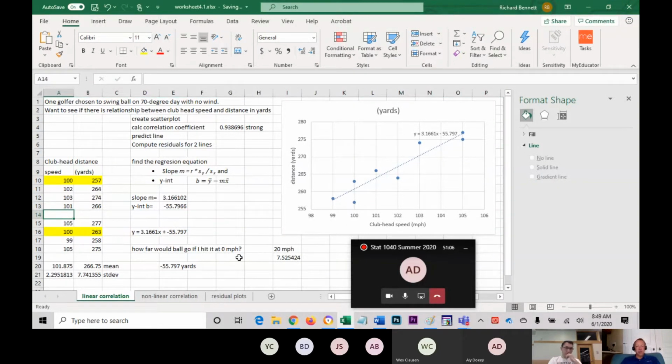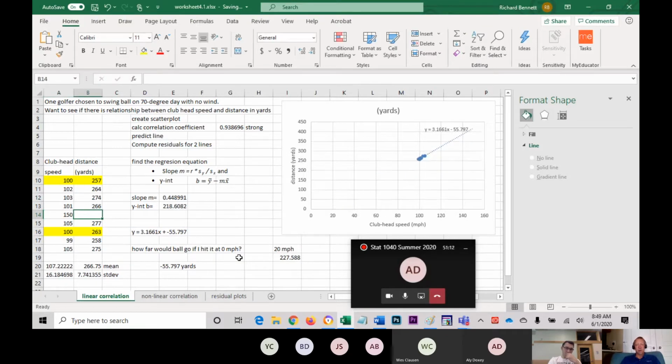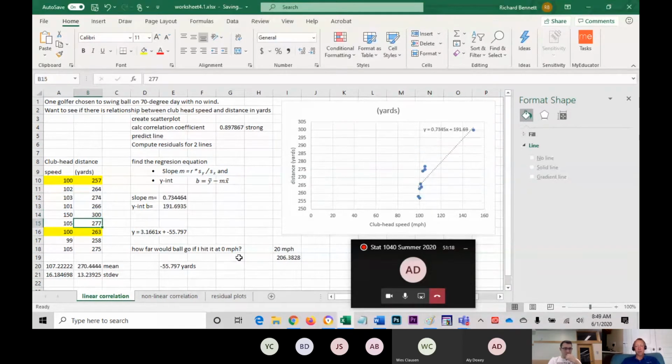What if we hit it 150 miles an hour? Wow, you can already see that that really changed things. And it went 300 yards. Okay. Now, do you see? So here's what I'm going to mention here. You see here, clearly this is an outlier. It's an outlier in both speed and distance.